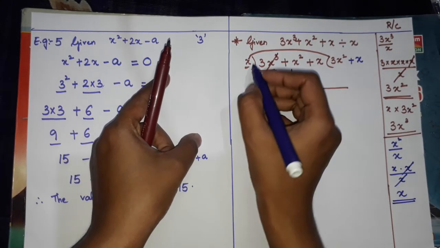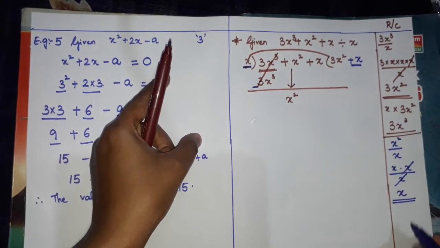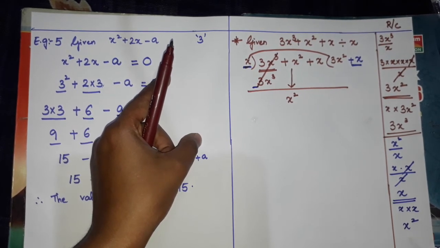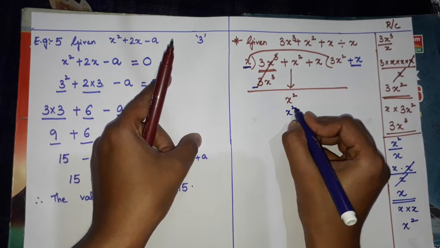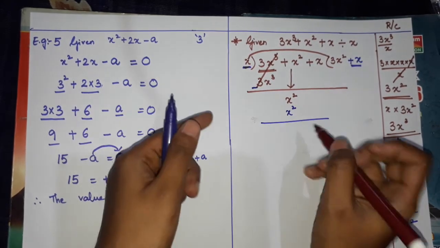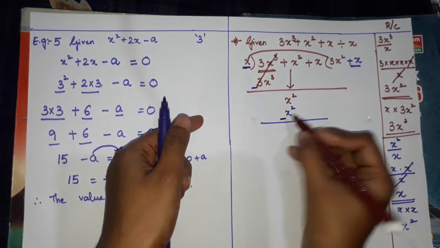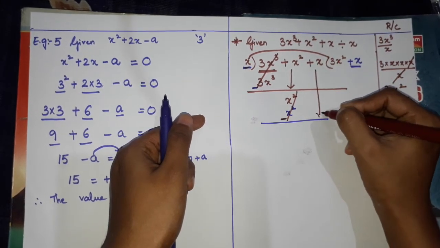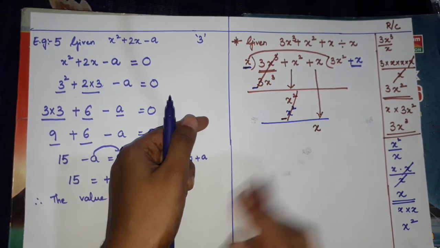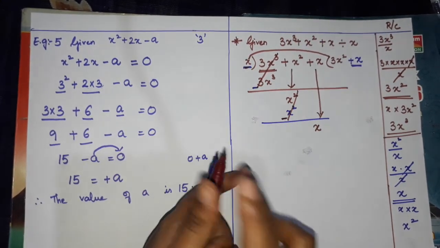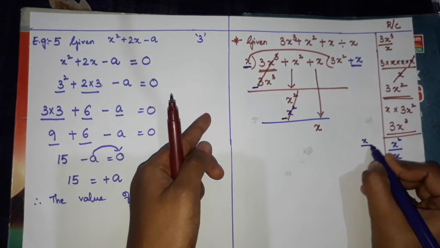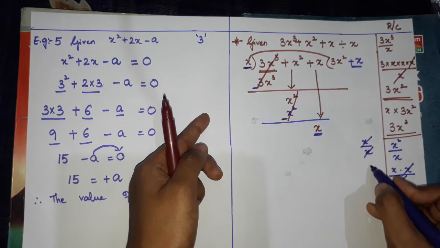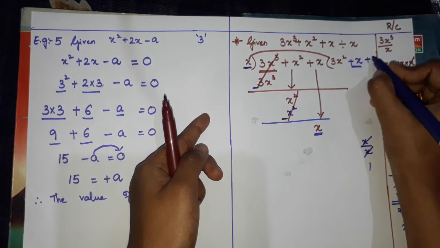Then what should I do? I should multiply this x and this x. x into x will give you x square. So I am going to write that x square here. Same, the symbol is plus here, so it will be minus. Cancel it. Then I should take this x down. Now same thing. x divided by x. This x is divided by this x, so x gets cancelled. The number is 1. So plus 1 I should write here.